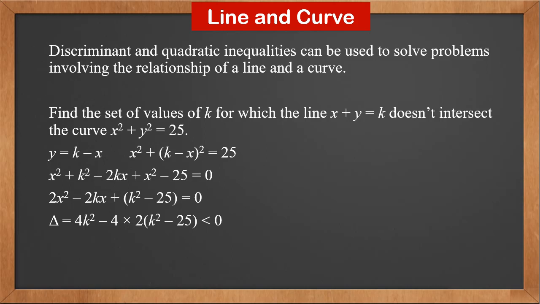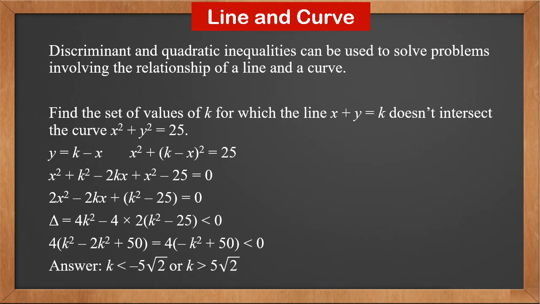Therefore, the discriminant delta is negative. So 4k squared minus 4 times 2 times (k squared minus 25) is less than 0. Take out 4, we get 4 times (k squared minus 2k squared plus 50), which is equal to 4 times (minus k squared plus 50). This is less than 0. Therefore, the answer is k less than minus 5 root 2, or k greater than 5 root 2.